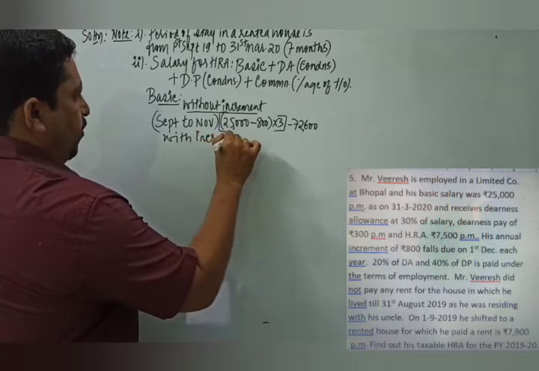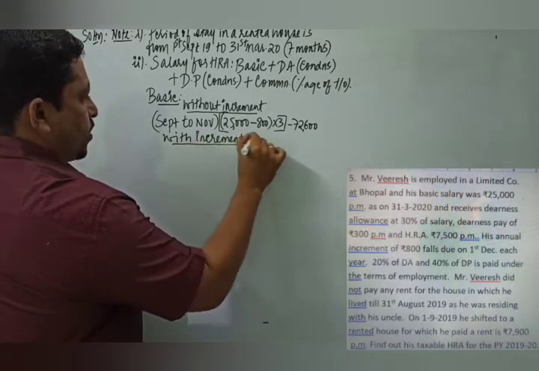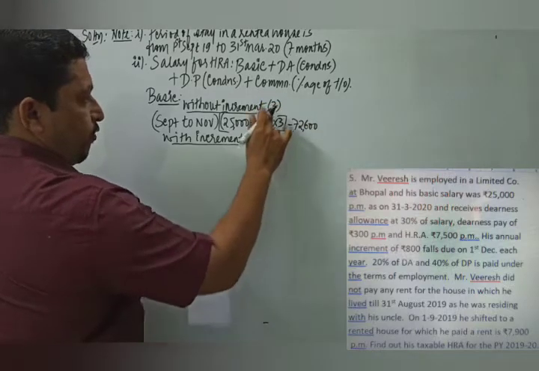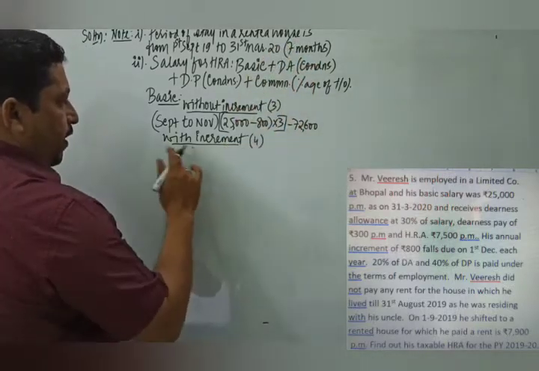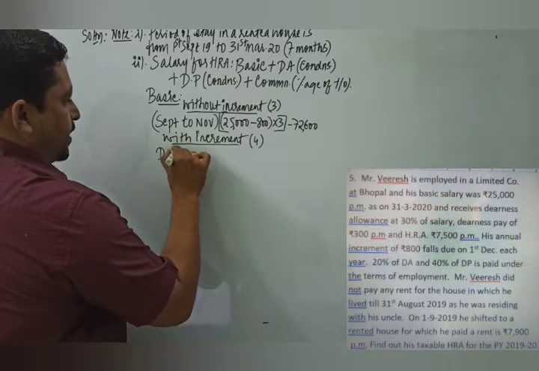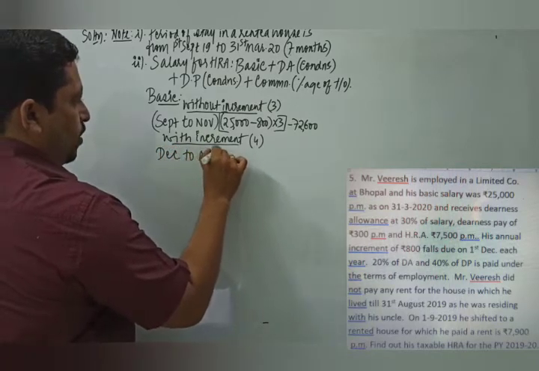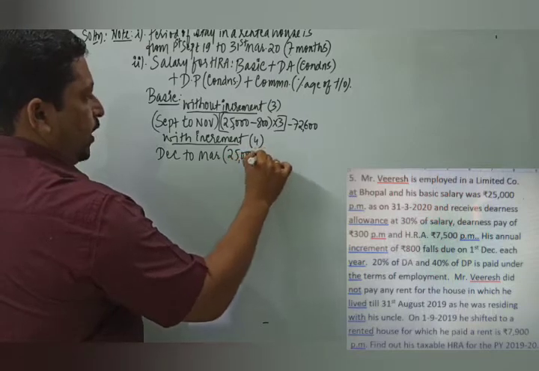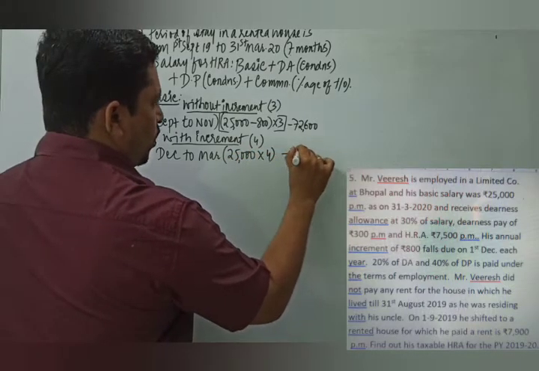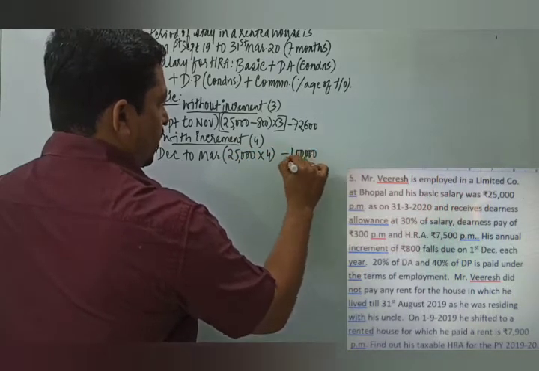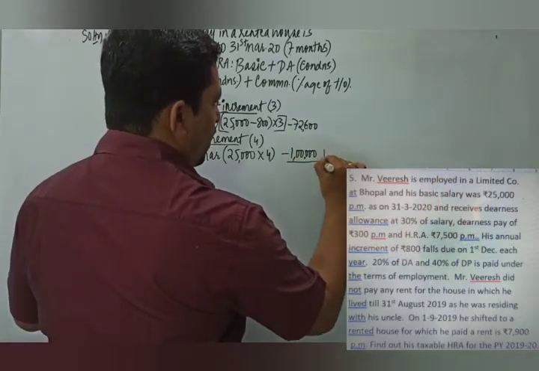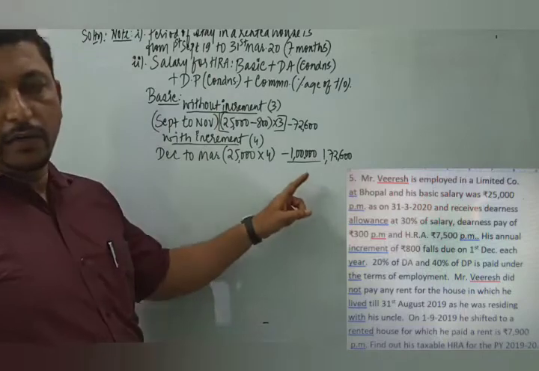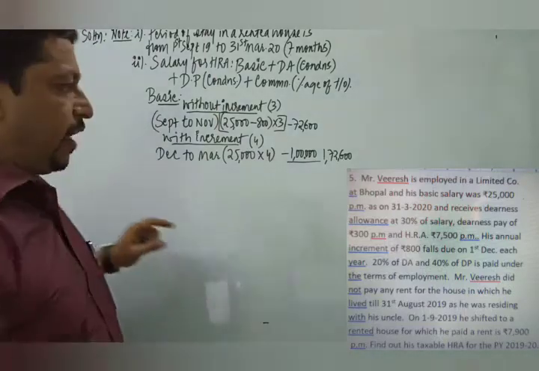Then the next part is with increment. 4 months will be with increment, so I record over here 4. This is 3. So 4 plus 3 is 7 months, relevant period. From December to March, it is 25,000 into 4, which will work out to 1 lakh. So basic would be 1,72,600 rupees. That will be the basic amount.